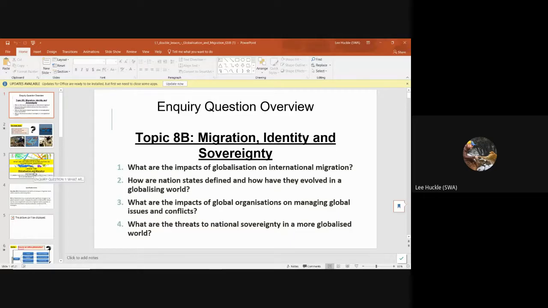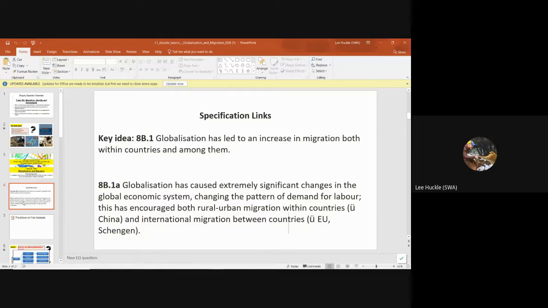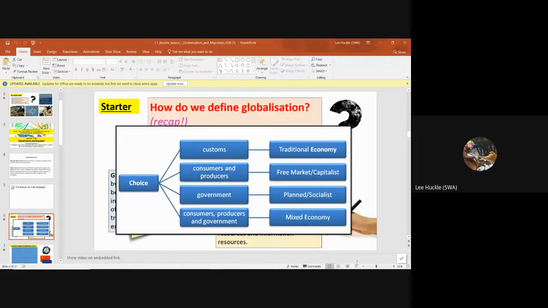So this is where we started here: to understand how globalization has caused people to move, both within and between countries. I think this took us 2 lessons, actually. I'm not going to delve into the areas of the spec because we've just looked at the links to the spec at the start there. Right, where did we begin?